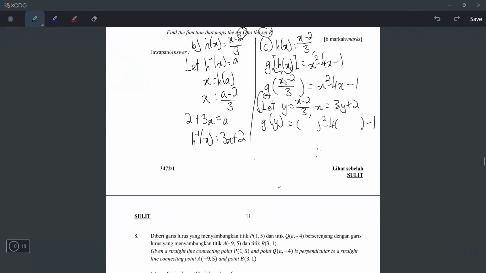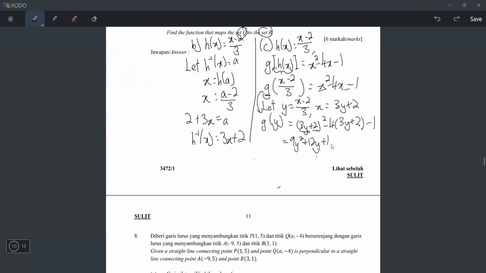But then the x, because you change this to y, it means the x here also you have to change to something else. You change to this 3y plus 2, because you already let x equal to this. So now you have to expand this. Okay, depan square, 9y square. Depan darab belakang darab 2. 3y times 2 is 6y, times 2 is 12y.